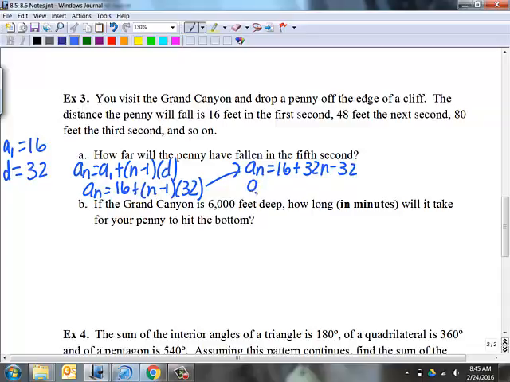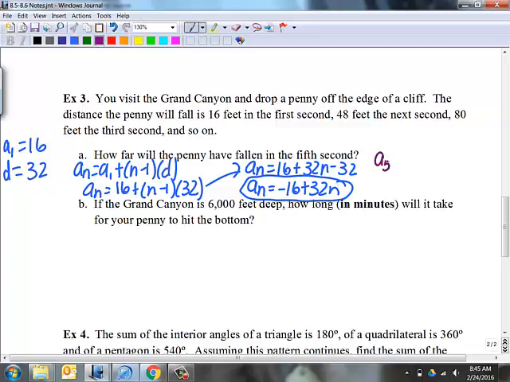And so my rule would be AN equals negative 16 plus 32n. Now, that's not really what it was asking for here, but we had to do that to be able to find what it was asking for. How far will it fall in the 5th second? So what do I have to do? Plug in 5.